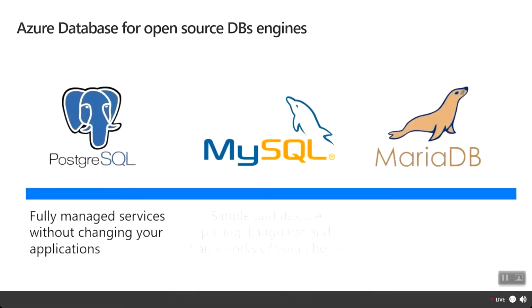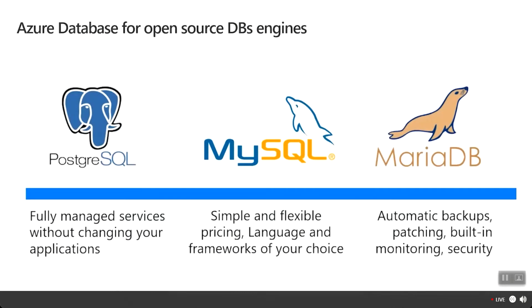Now, another thing I want to mention is the Azure Database for open source database engines. Those open source database engines are very popular, especially PostgreSQL. But think about MySQL. This is the M in the LAMP stack, the Linux, Apache, MySQL, PHP. So this is a very popular solution. We also have MariaDB, which is a community fork of MySQL with additional features and community driven.